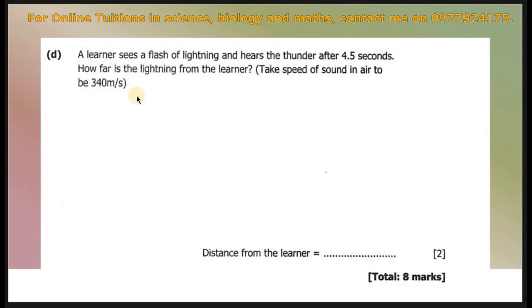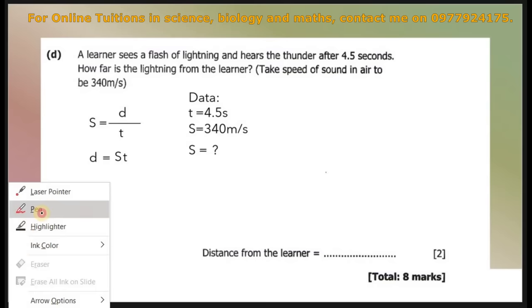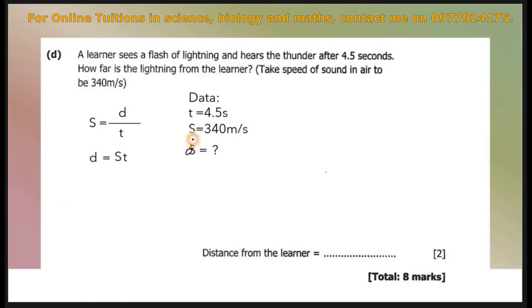So remember, how far is distance? So you just pick distance and speed, that connect. The speed is equal to distance over time. So they want the distance here, so you make it the subject of the formula. Distance is equal to speed times time. Then in data, you know that time is 4.5 seconds, then speed 340, and distance is the unknown. So you substitute: distance is equal to speed 340 times 4.5. When you multiply, you get 1530 meters. So this is the distance you put there.